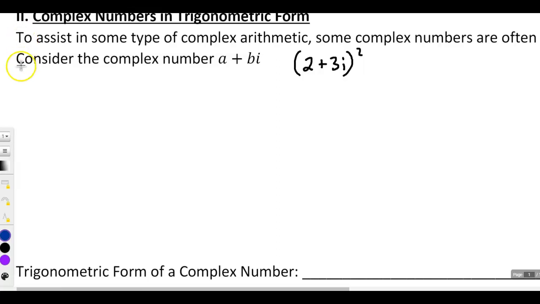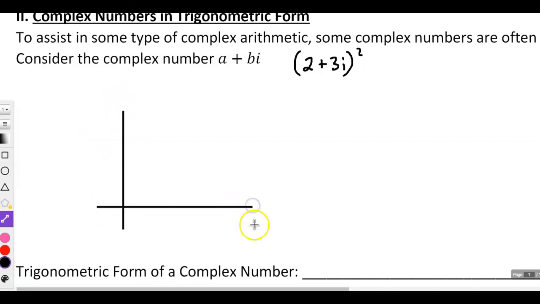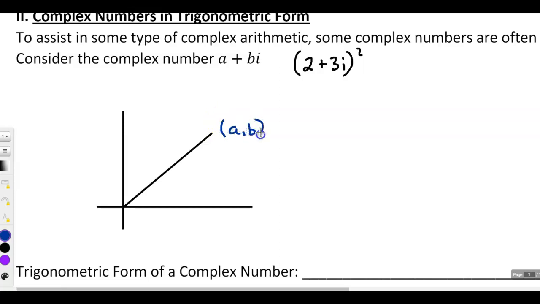So, how does that work? Start off with just a basic first quadrant axes here. All right, and generic values, let's say a and b. Remember, this is the real, this is the imaginary.